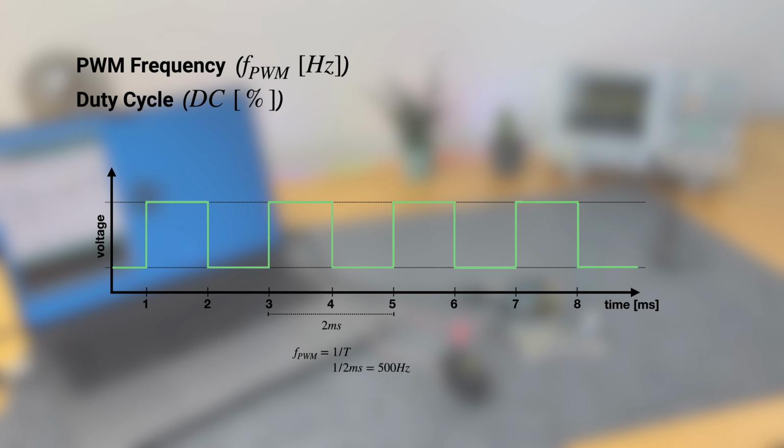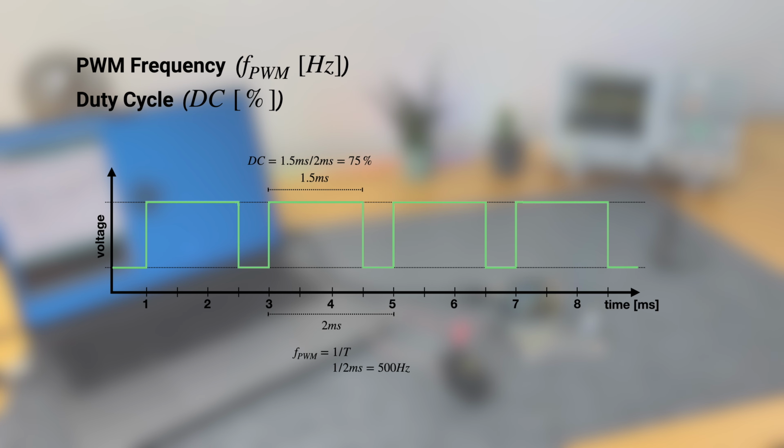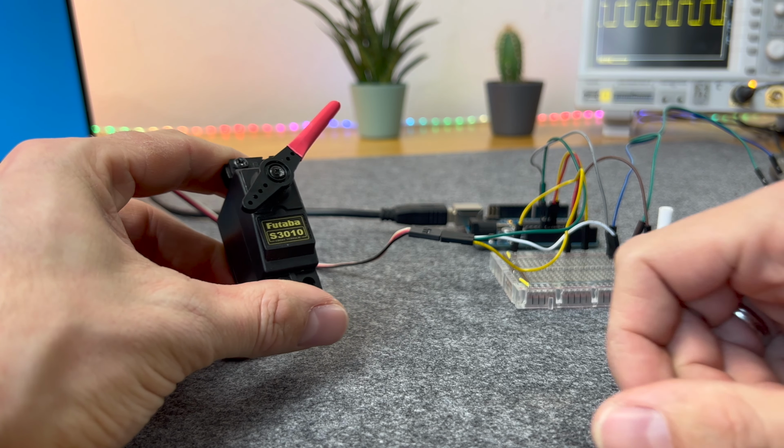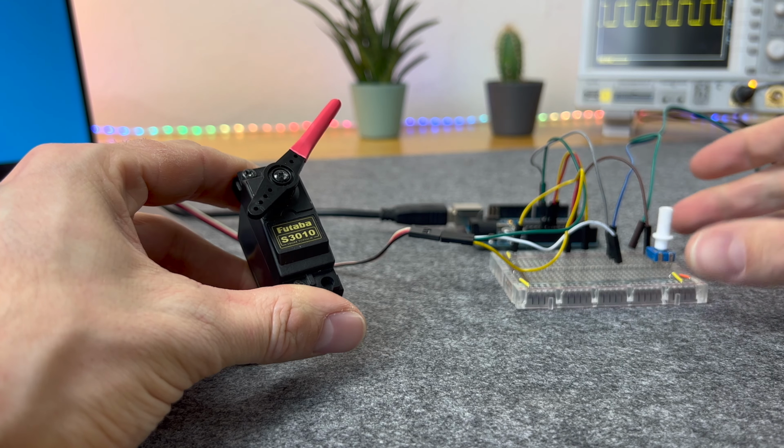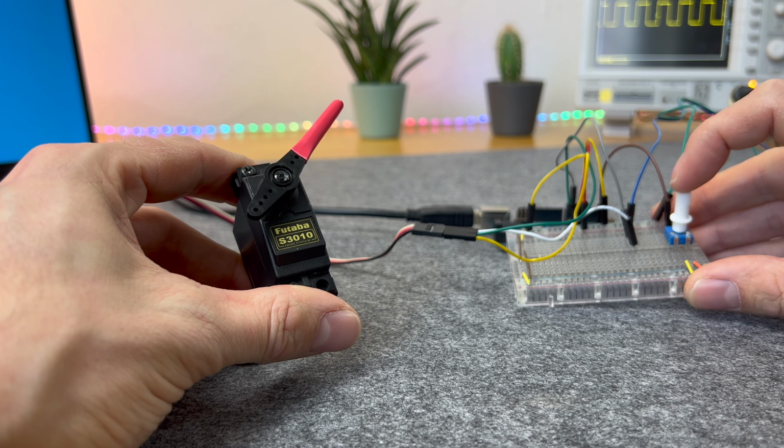The ratio of the time the signal is high and the period is called the duty cycle. Since it is 1 millisecond high and 1 millisecond low, we have a duty cycle of 50%. A duty cycle of 25% is 0.5 milliseconds high and 1.5 milliseconds low. 75% duty cycle is, you guessed it, 1.5 milliseconds high and 0.5 milliseconds low. Pretty straightforward, right? Let's now actually generate a PWM signal to control this servo here, using this potentiometer.